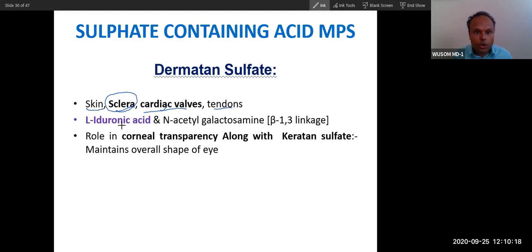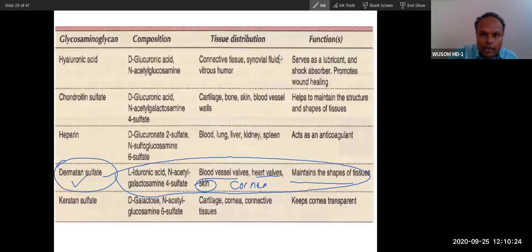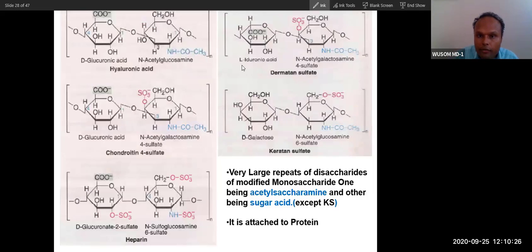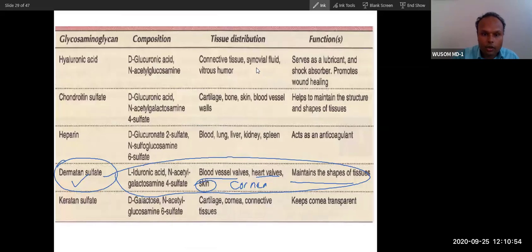As I have told you, in dermatan sulfate the sugar acid is iduronic acid. Let's see the structure again. You can see in dermatan sulfate, iduronic acid is present, not glucuronic acid. We will need that also. In heparin or heparin sulfate, you will see both types, but predominantly iduronic acid. So we need iduronic acid, and they are distributed among these tissues.